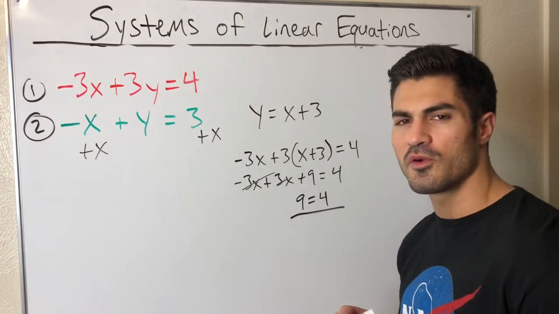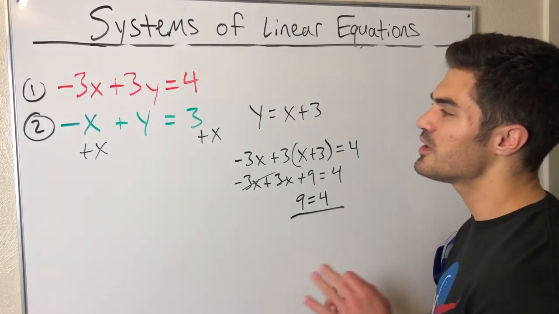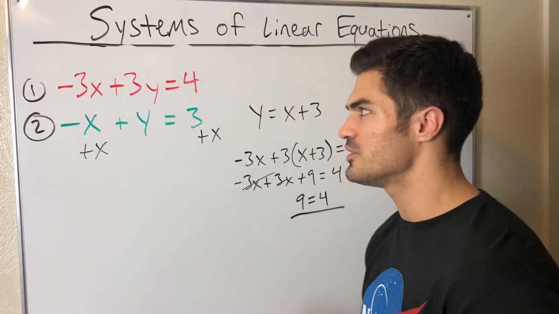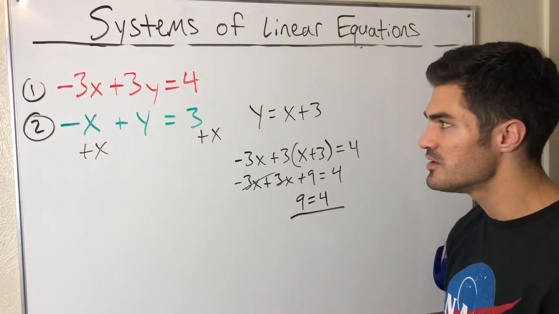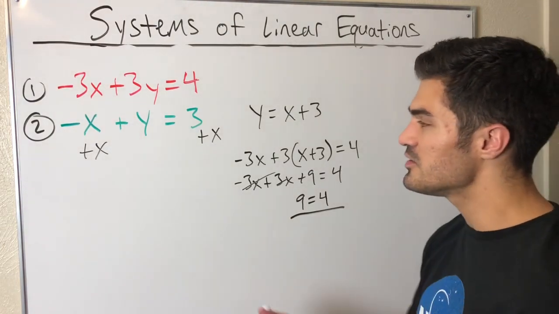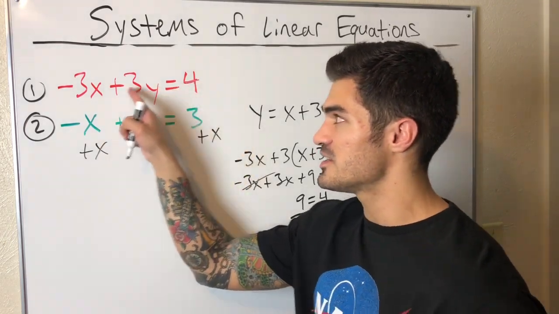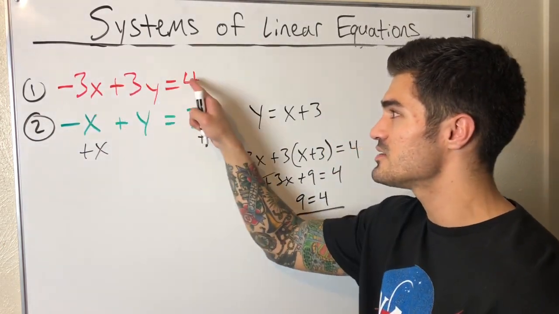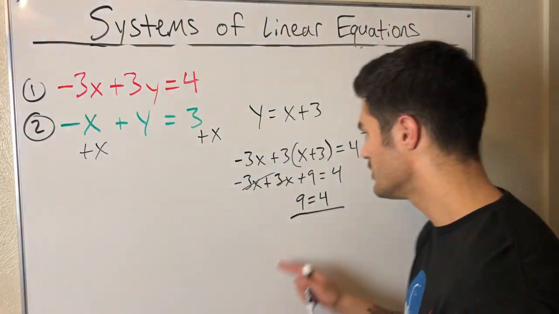9 does not equal 4. 9 never equals 4. So what this means is we have two lines that are parallel. There is no solution to this system of linear equations. So anytime you get something that's not a true statement, this means every single x and y that satisfied this equation does not satisfy this equation, and vice versa. All the x and y's that satisfy this do not satisfy this. They're parallel lines. So no solution.